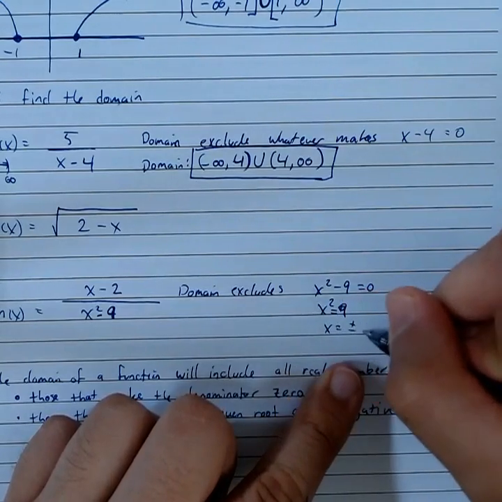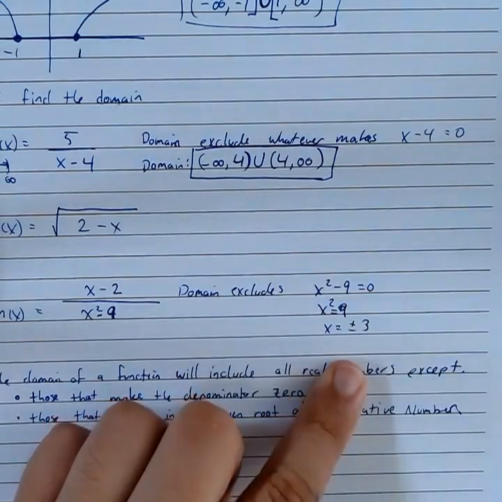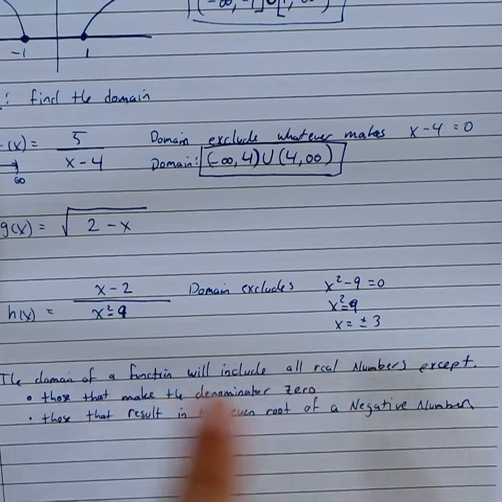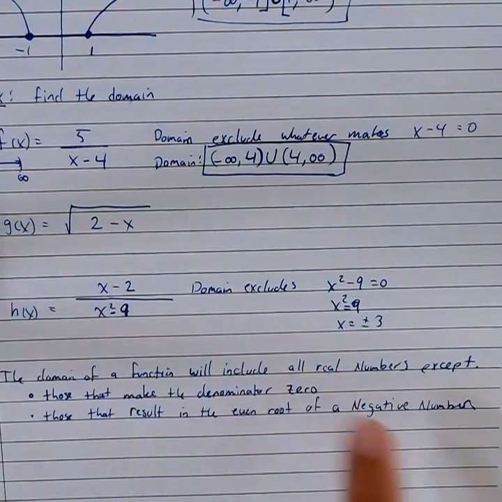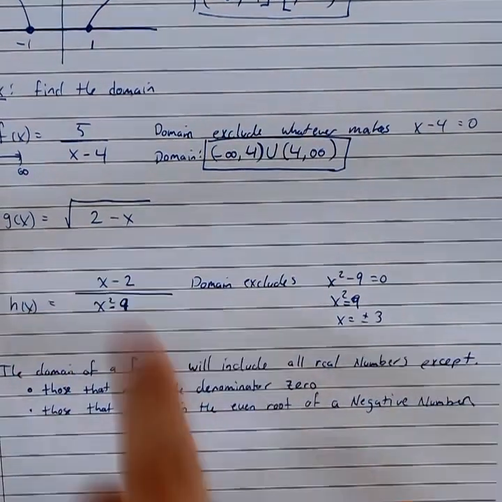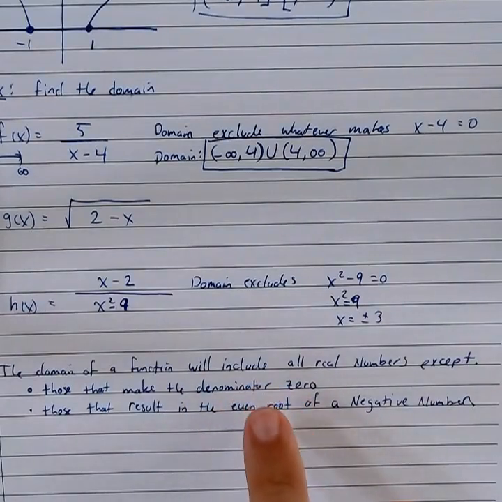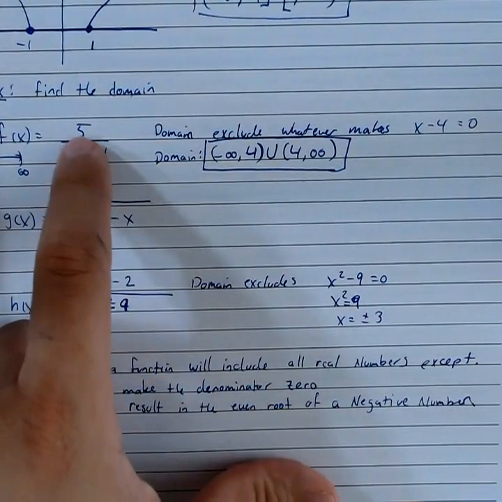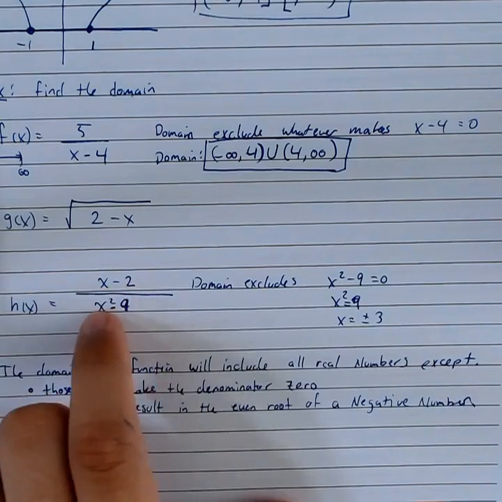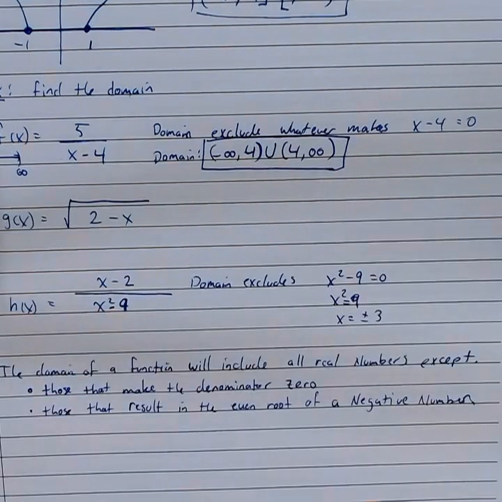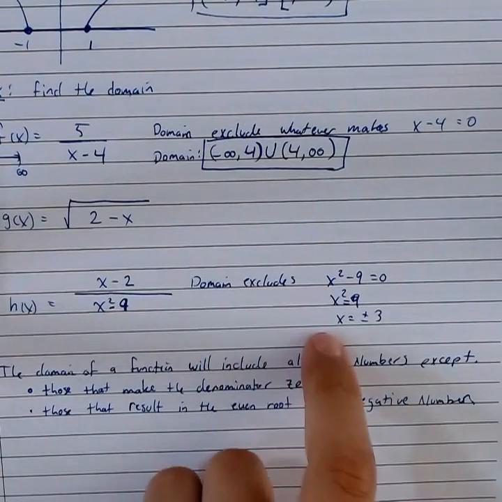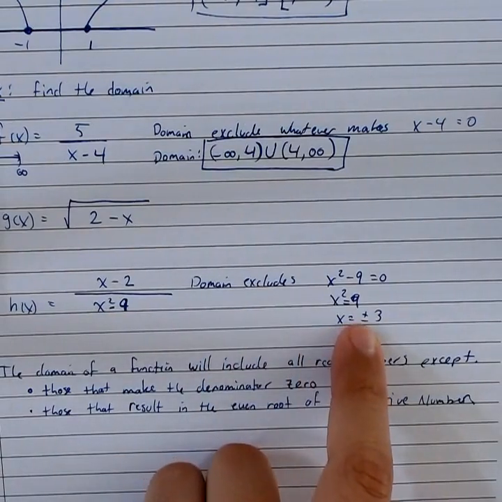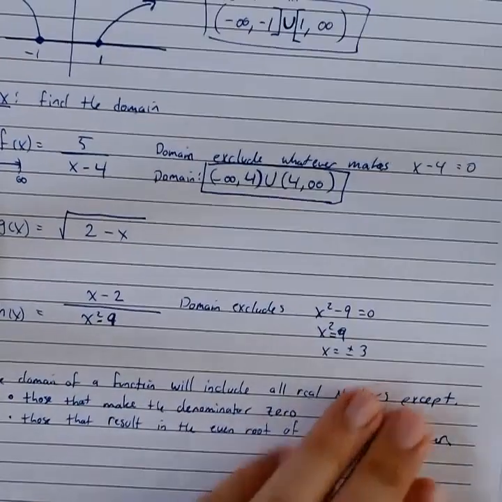So that's plus or minus the square root of 9, which is just the number 3. You say, well, what about the numerator? Well, that's not an exception. We can have a 0 in the numerator. We just can't have it in the denominator. Same thing over here. We don't care about the numerator. The numerator can be anything. It's the denominator that's not allowed to be 0. So here, the domain will exclude those two numbers, which means that everything except those two numbers is included.